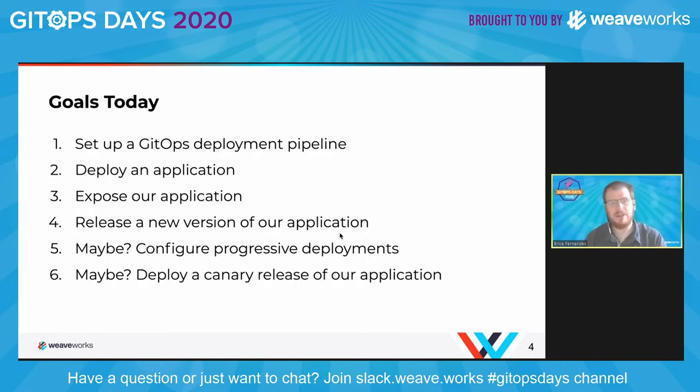So the plan for today is, and all plans will eventually not go particularly well, so we'll see how it goes. We'll set up a GitOps deployment pipeline from scratch. We'll deploy an application, we'll expose our application so we have a public endpoint for it, and we'll release a new version of our application. That's the plan for today. Maybe we'll do progressive deployments. Maybe we'll do a canary release. This is if we have plenty of time, but it would be a bonus if we get to that point.